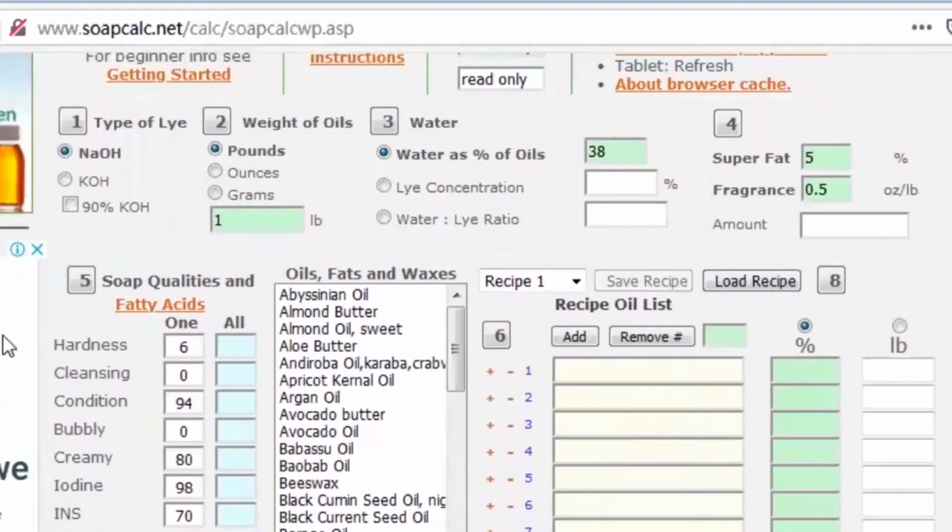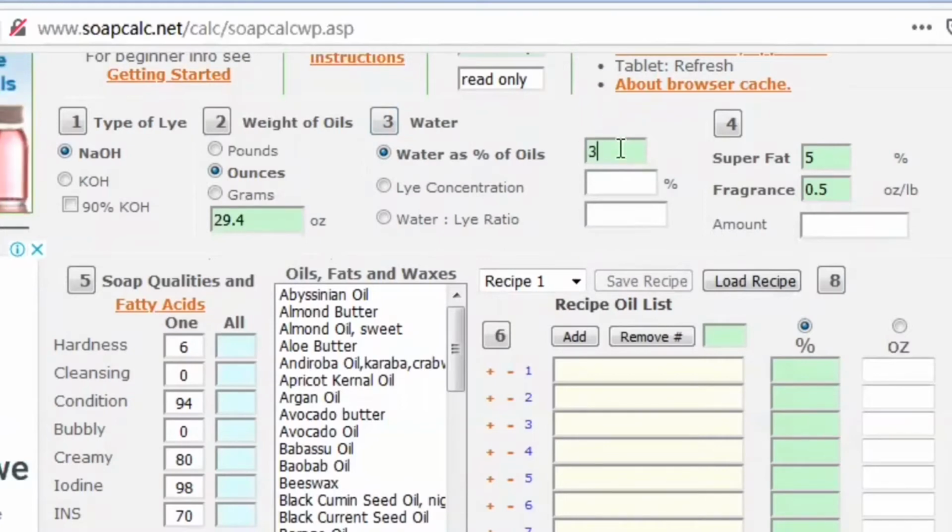At the top we have number 1 over there, and it shows us that we have sodium hydroxide and potassium hydroxide, but that is for making liquid soap. So the first option is sodium hydroxide. That is the one that we use for making cold processed soap or hot processed soap. The next part requires us to enter the total amount of oils that we calculated using the previous videos. In this case, I am using ounces, and it was a total of 29.4 ounces. So we leave that there and enter that.